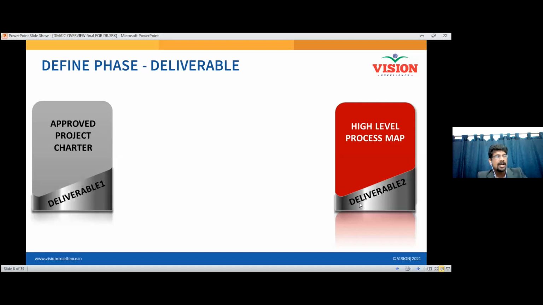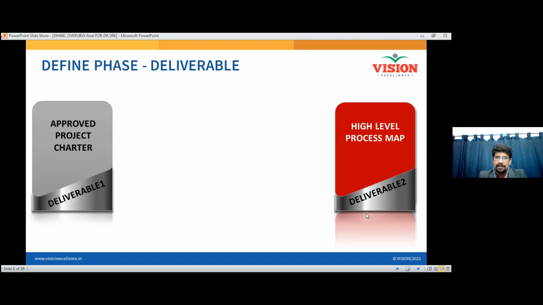authorities, the chairman or the general manager, or the top level management who has the authority to give a go ahead for the project. So it must be signed by the relevant concerned authorities for executing the project. So the project charter is an important thing that we get at the end of the define phase. Then a high level process map.